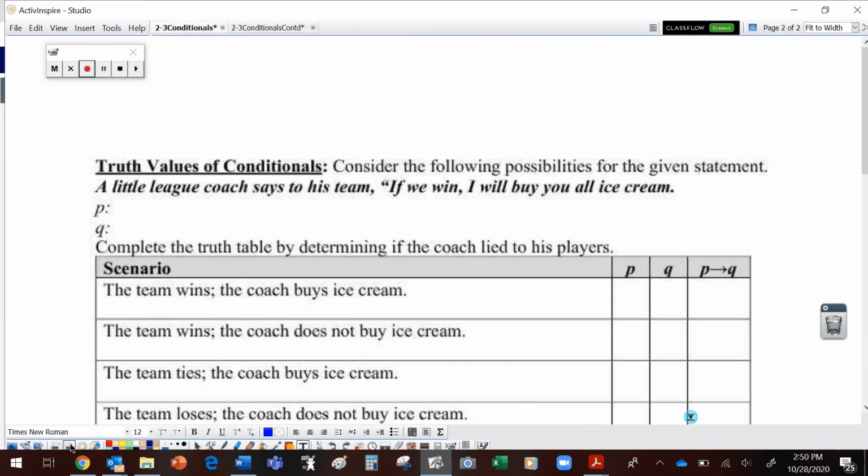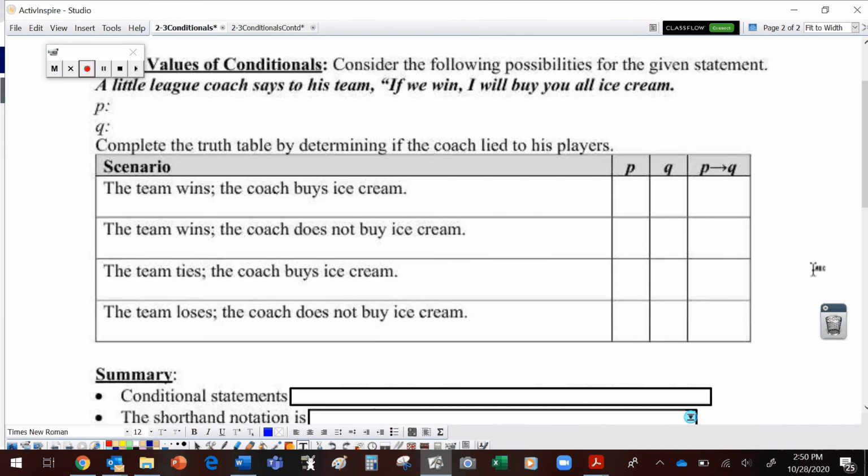Okay, let's flip over to the back, take a look. There are truth values for conditionals. Consider the following possibilities for the given statement. A Little League coach says to his team, if we win, I will buy you ice cream. Now, we're going to look at truth tables here, and we're going to try to determine what the truth table looks like for an if P, then Q statement.